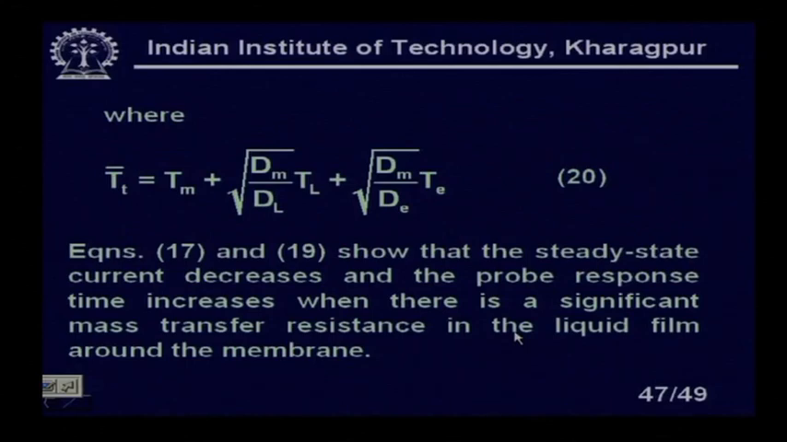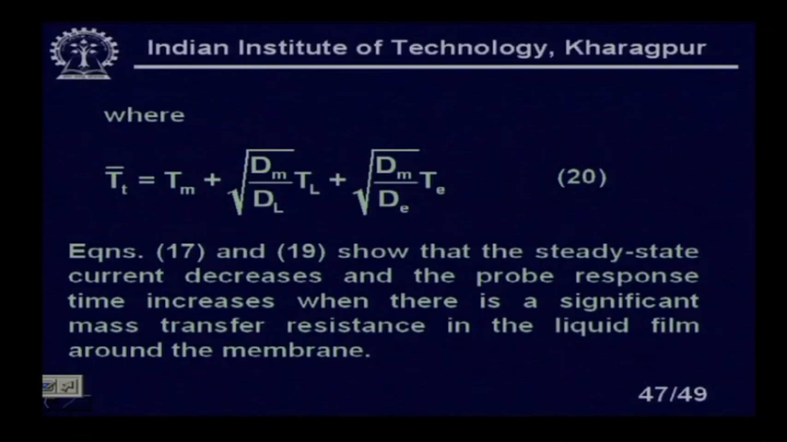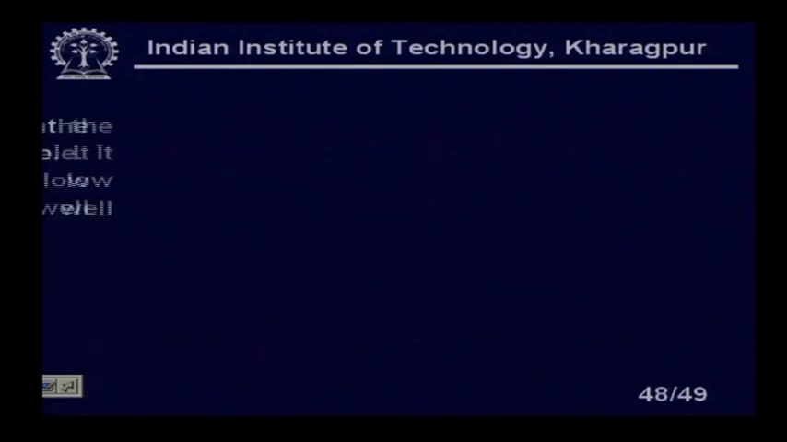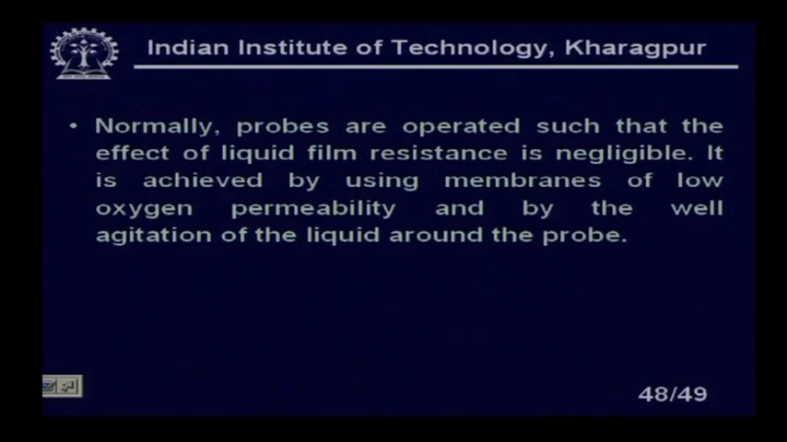Equations 17 and 19 show that the steady state current decreases, okay, and the probe response time increases when there is a significant mass transfer resistance in the liquid film around the membrane, which is quite obvious, right. Normally, probes are operated such that the effect of liquid film resistance is negligible. It is achieved by using a membrane of low oxygen permeability and by good agitation of the liquid around the probe. Okay, so there is all this compromise we have to make.